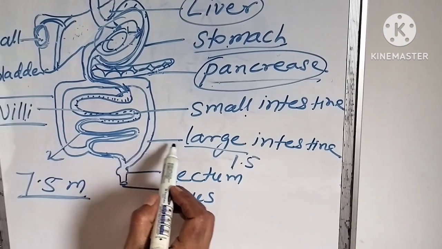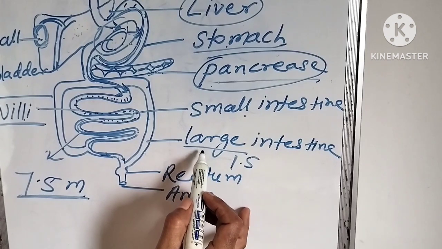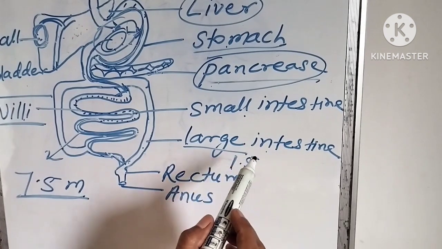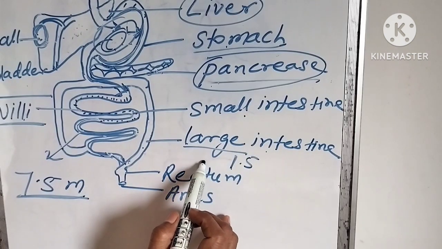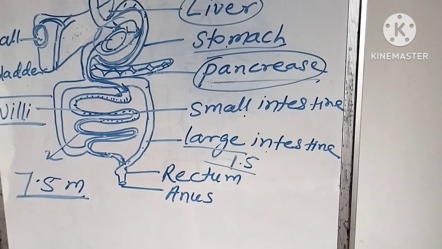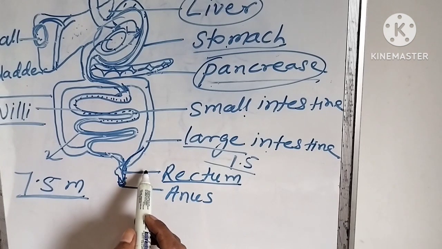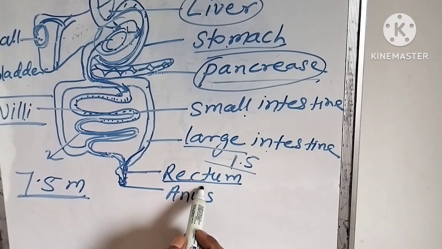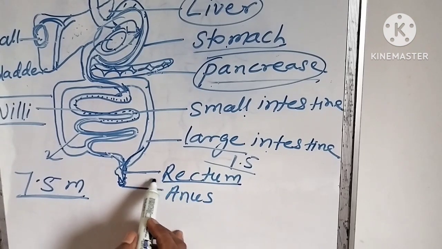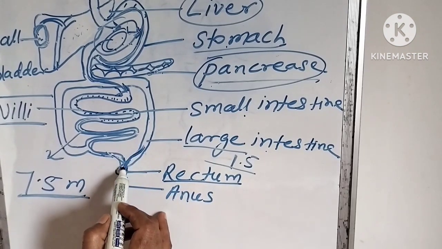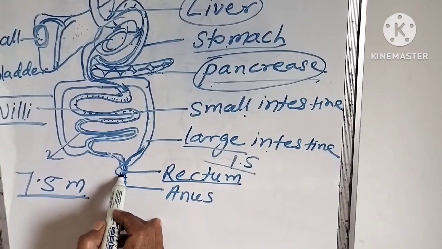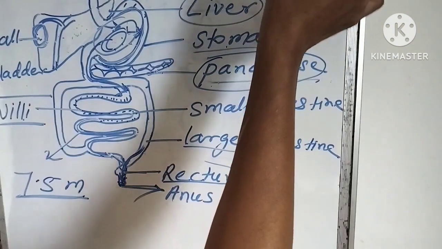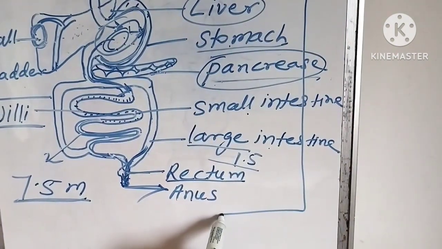So what is the function of the large intestine? It absorbs some water and salts which are present in the undigested food, and the remaining is semi-solid fecal matter. The fecal matter is removed through the anus from time to time. So fecal matter means the undigested part of the food is removed from the anus from time to time. So this is all about our digestive system.